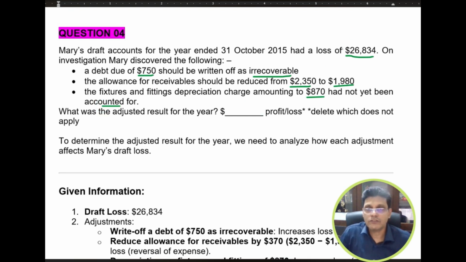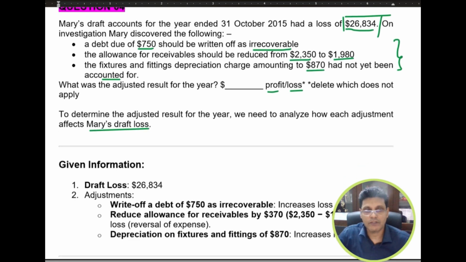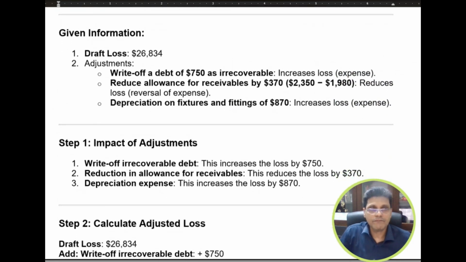Now you are given a loss of 26,834, and after making these adjustments, what should be the adjusted result for the year? It can be either profit or loss, so you need to delete which does not apply. To determine the adjusted result for the year, we need to analyze how each adjustment affects Mary's draft loss. Let's go through the adjustments one by one. You are given a draft loss of $26,834. So these are the required adjustments.